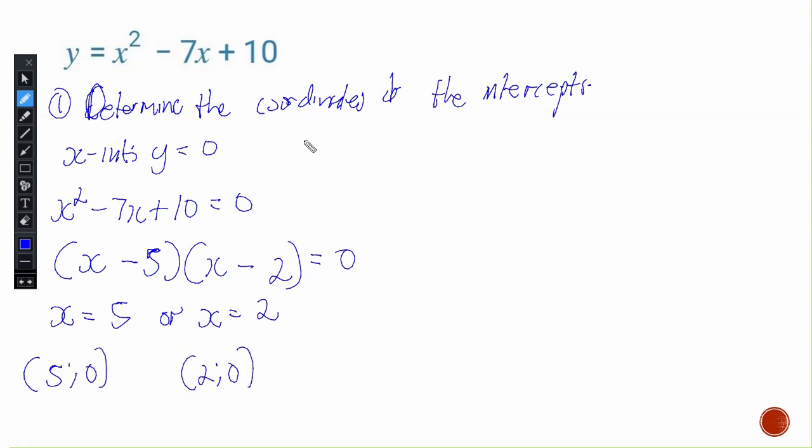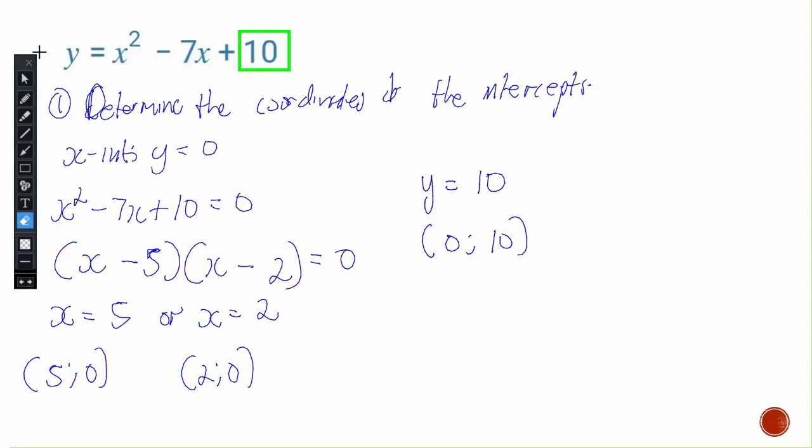When it comes to the y-intercept, we've already explained that you simply have to look at the constant. So y is equal to 10 as your y-intercept. Writing it in coordinates, it will be (0, 10). And just like that, you are done with finding the intercepts. It's easy peasy like that.